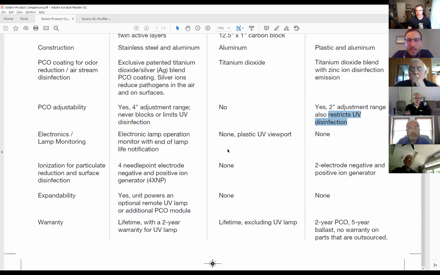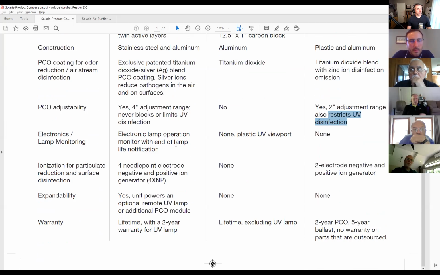So that is something to keep in mind when you're looking at that. If you don't like the smell, you can adjust it down, but you don't want to lose that other disinfection you would get from your UV. So it is another advantage not to lose that disinfection with ours.